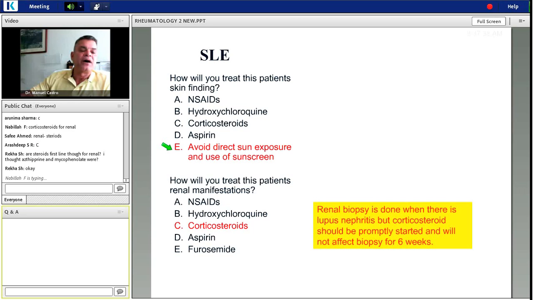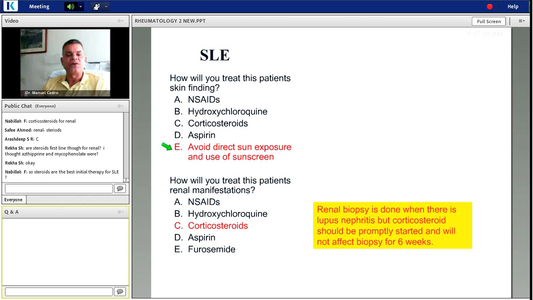Rika, it depends on what you find in the biopsy, okay, what you're going to do for these patients. So sometimes you might change your treatment plan based on the biopsy result. That's why we always want to do a biopsy, because there are different types of treatments depending on the type of pathology that exists in the kidneys. But nevertheless, you always start with a steroid, do the biopsy, and then make your decision at that time.